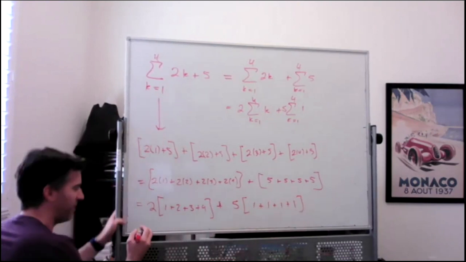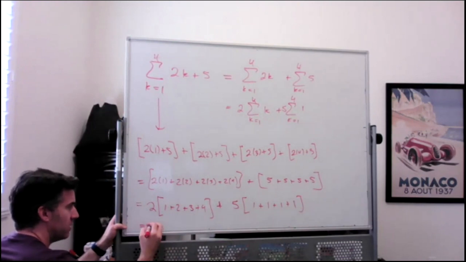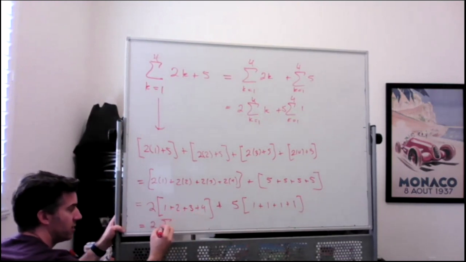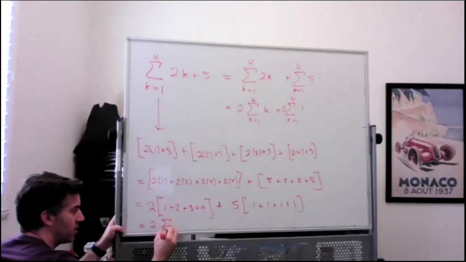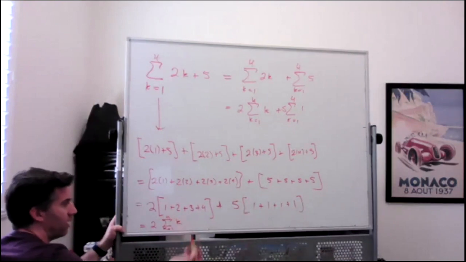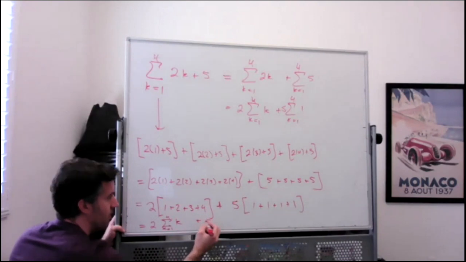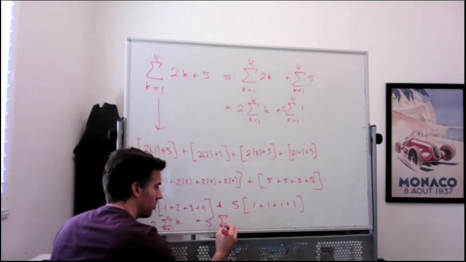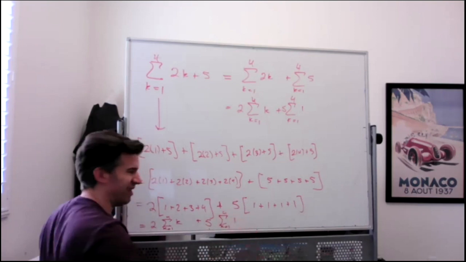And then I think I can squeeze this in down here. This is 2 times 1 plus 2 plus 2 plus 4 is the sum from k equals 1 to 4 of k. And 1 plus 1 plus 1 plus 1 is the sum from k equals 1 to 4 of just 1.